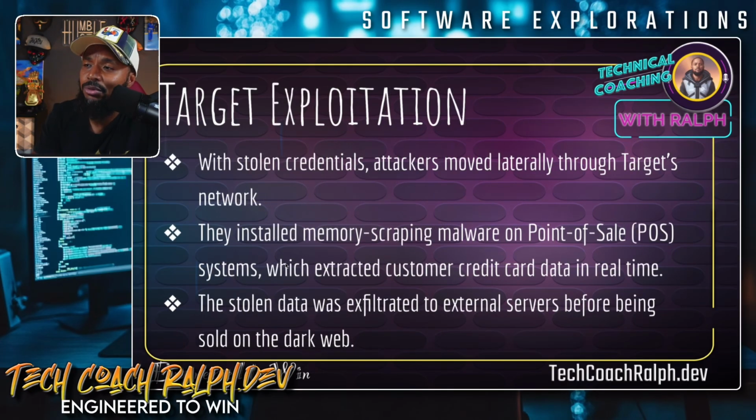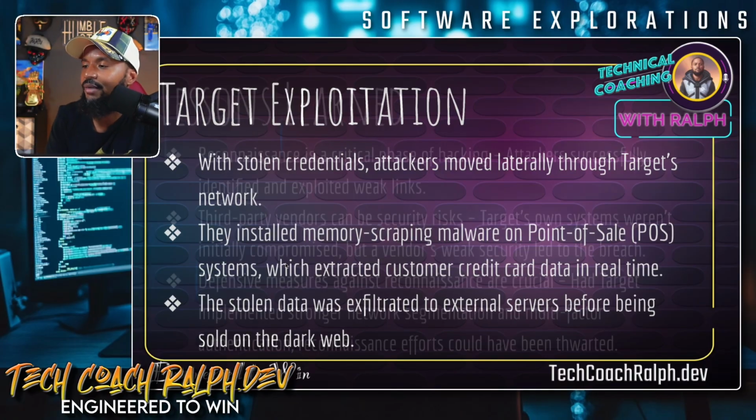So, exploitation. With stolen credentials, attackers move laterally through Target's network. They installed memory scraping malware on point of sale, POS. So, point of sale is like when you go to checkout, those systems, which extracted customer credit card data in real time. Oof. The stolen data was exfiltrated to external servers before being sold on the dark web. Talk about a hard day, right?